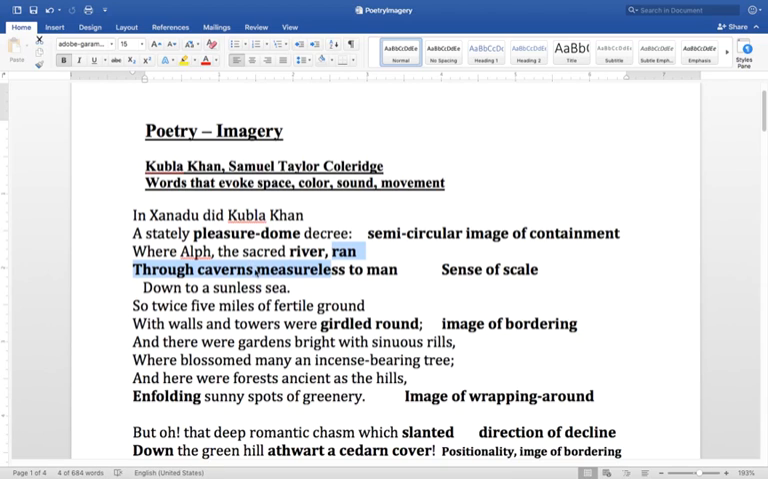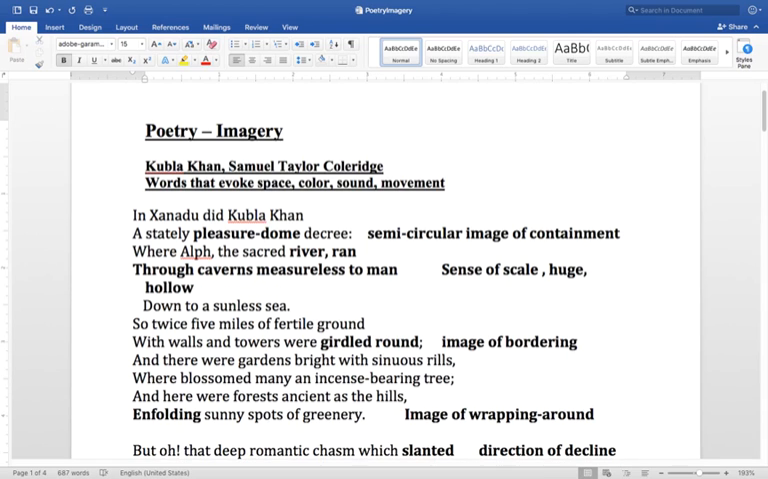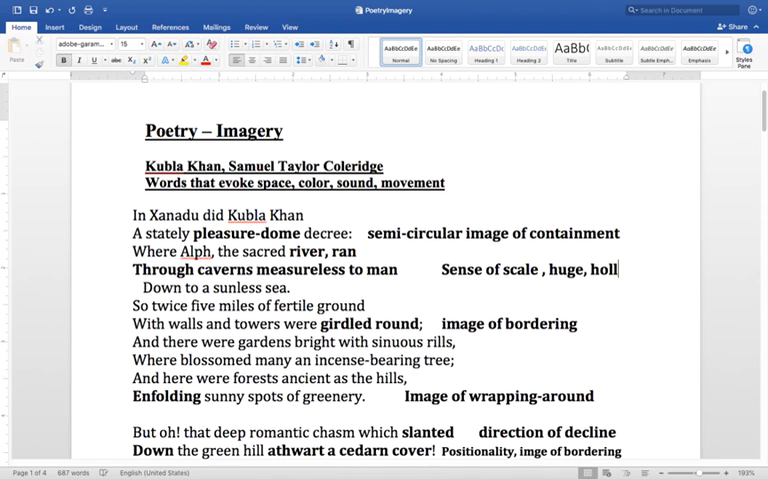There was a river within this pleasure dome, and it was a river that ran through caverns. And again, the idea of caverns also as being something that is large, something that's huge and hollow, right? When we think of a cavern, we think of something that might be found within a dome, the sense of echoing, hollowness, large hollowness. The words dome and cavern work together, and the idea of a river that is measureless to man gives a sense of the huge scale.